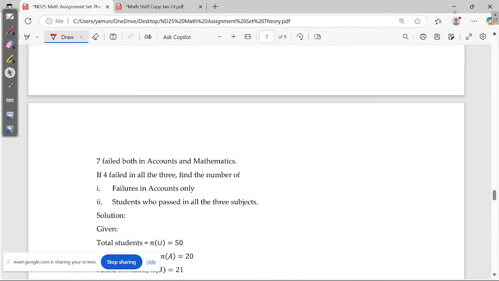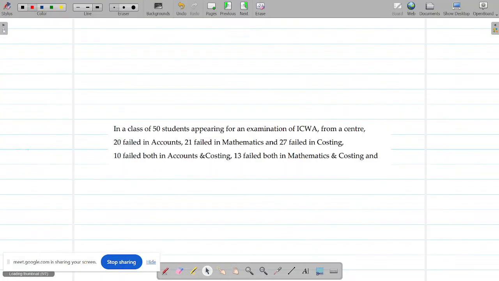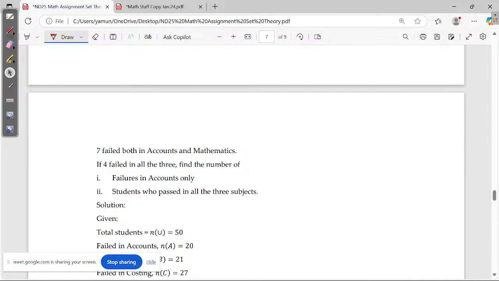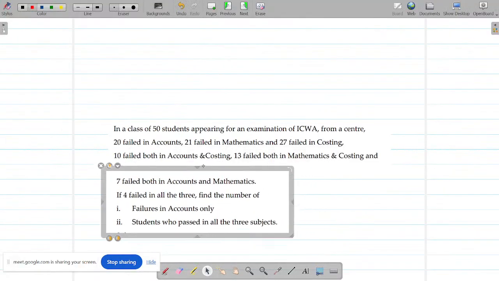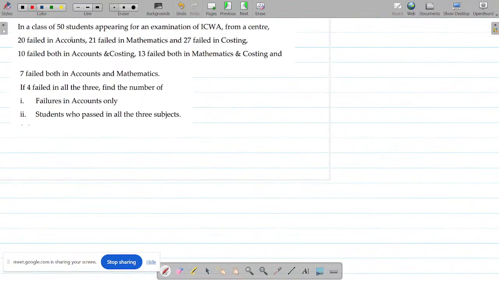The last problem, number 3, is given in a class of, let me go to the board. In a class of 50 students appearing for an examination of ICWA from a center, 20 failed in accounts, 21 failed in maths, 27 failed in costing, 10 failed in both accounts and costing, 13 failed in mathematics and costing, and 7 failed in accounts and maths.